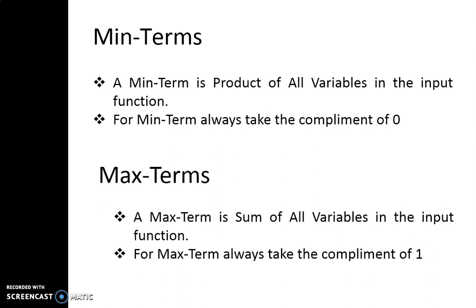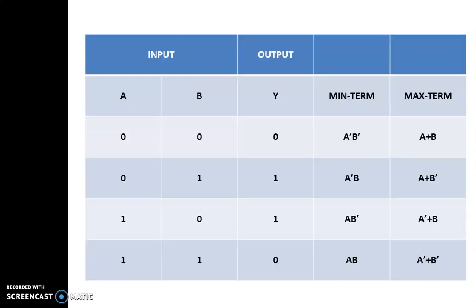First we need to understand the two basic terms, that is min term and max term. The min term is the product of all input variables and the max term is the sum of all input variables. The min term can always be represented with the help of complement of 0 and the max term can always be represented with the help of complement of 1. Let's understand these two definitions with the help of a truth table.